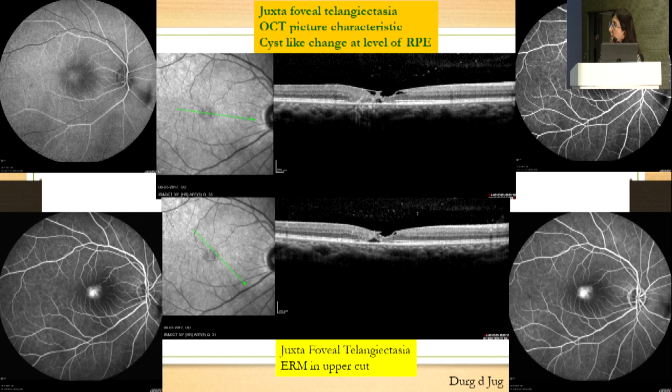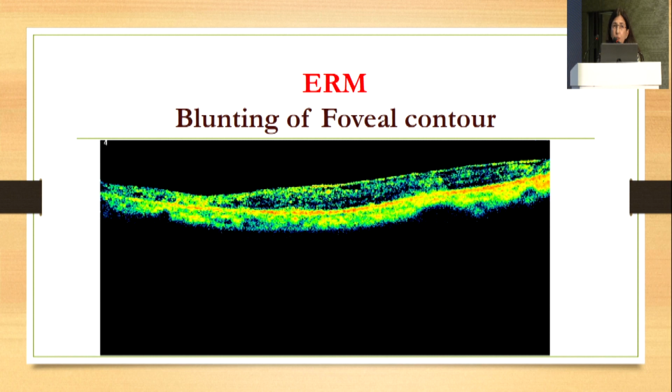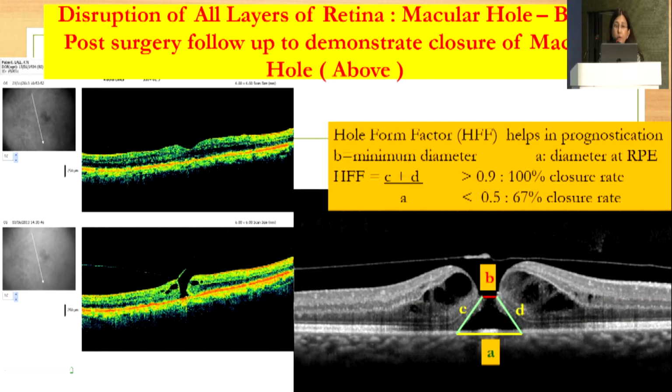You will get similar hyporeflective spaces, but like I mentioned earlier, these are atrophic spaces and not really fluid per se. So just mentioning briefly OCT pictures in some common diseases: ERM causing blunting of the foveal contour. This is a full thickness macular hole. And here OCT is very useful in calculating the prognosis. So this is the hole form factor.